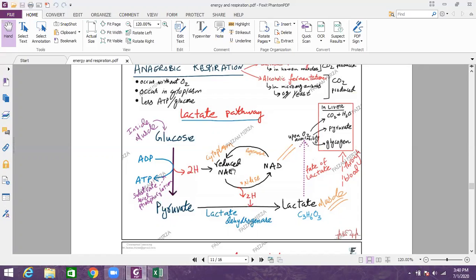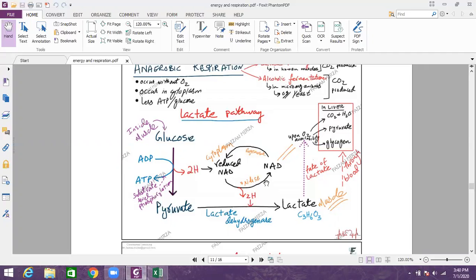We all know that reduced NAD in aerobic conditions goes inside the mitochondria and it gets regenerated by oxidation, and it uses the electron transport chain and proton motive force and chemiosmosis to produce 2.5 ATPs per reduced NAD molecule. This is not possible right now because oxygen is not available for this pyruvate and reduced NAD must stay within the cytoplasm. So how will this reduced NAD regenerate itself?